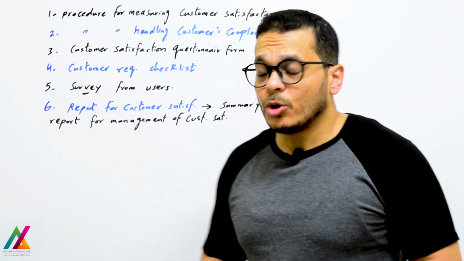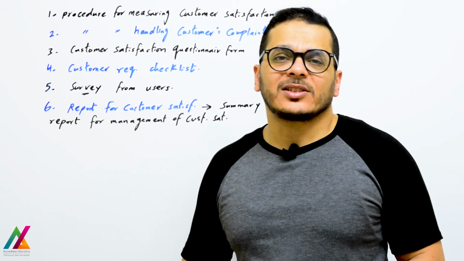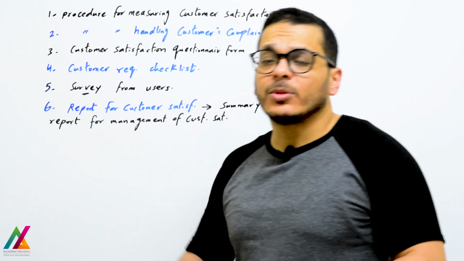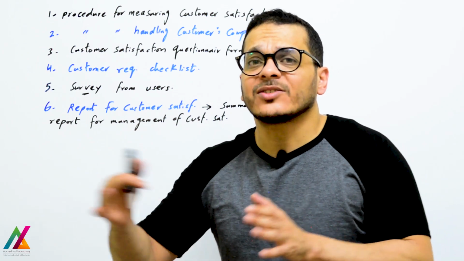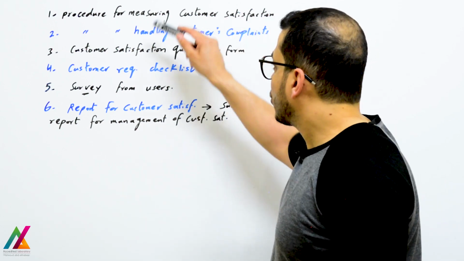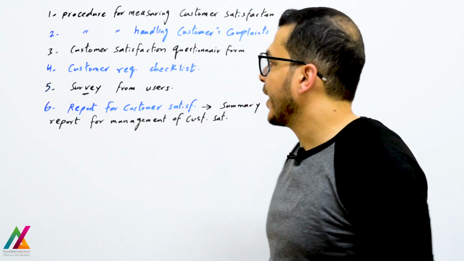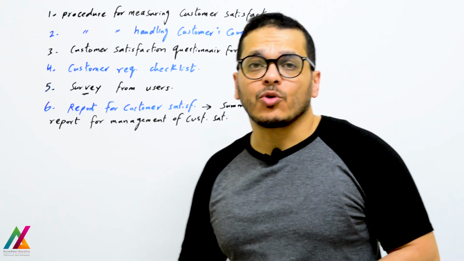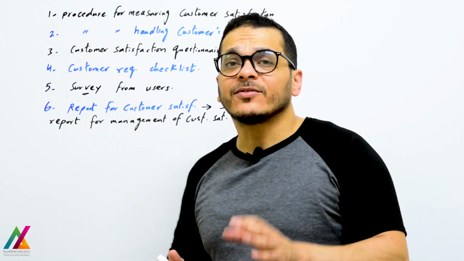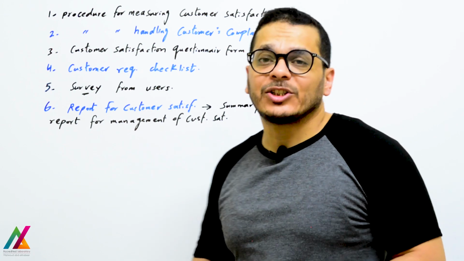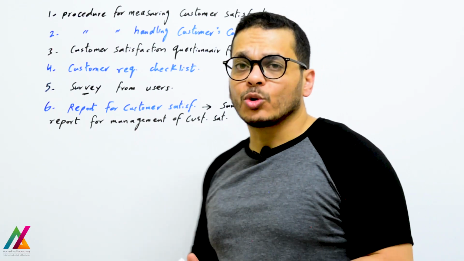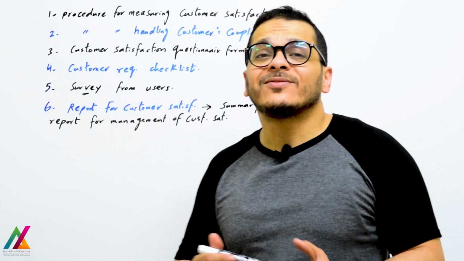How do you apply this clause? First point, you should prepare a specific procedure for customer satisfaction, for measuring customer satisfaction or to enhance the customer satisfaction, the whole process to satisfy your customer, and the procedure for handling customer complaints. You should prepare also a specific form for customer complaint, a customer satisfaction questionnaire form to ask the customer about the product or service provided after he receives it, and a customer requirement checklist at the beginning to ask him about his requirements relating to his product or service. And you can make also a survey from users.